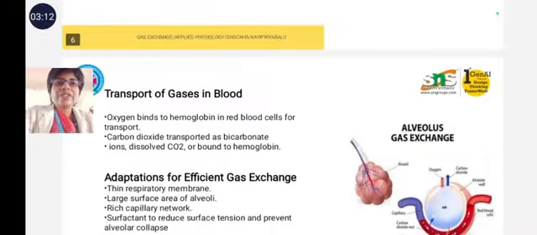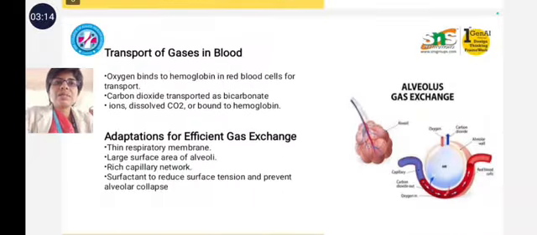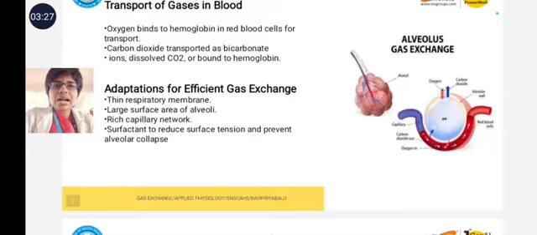Then transport of gas in blood: oxygen binds to the hemoglobin in red blood cells and is transported. And carbon dioxide is transported as bicarbonate ions, dissolved carbon dioxide, and bound to hemoglobin. And the adaptations for very efficient gas exchange are a thin respiratory membrane, a large surface area, and a rich capillary network. Surfactant reduces surface tension and prevents alveolar collapse.